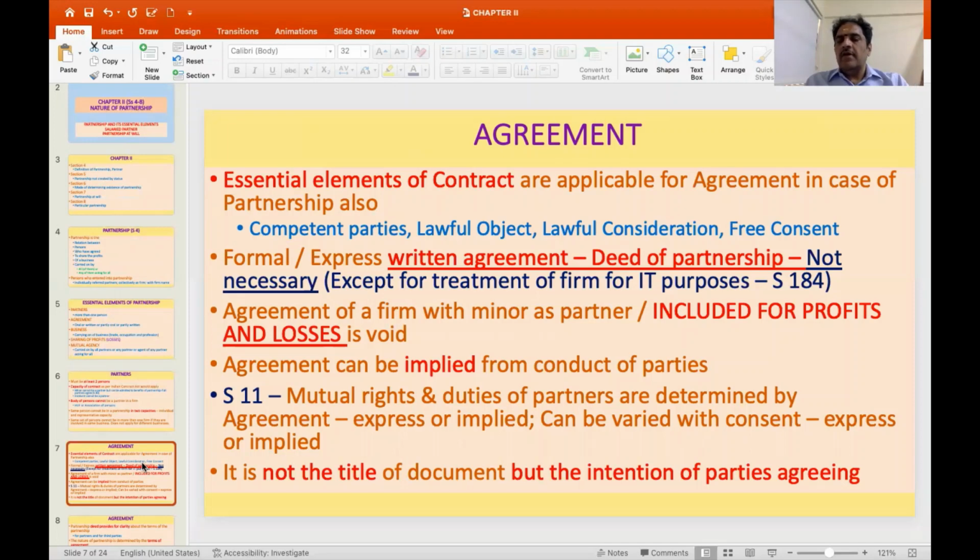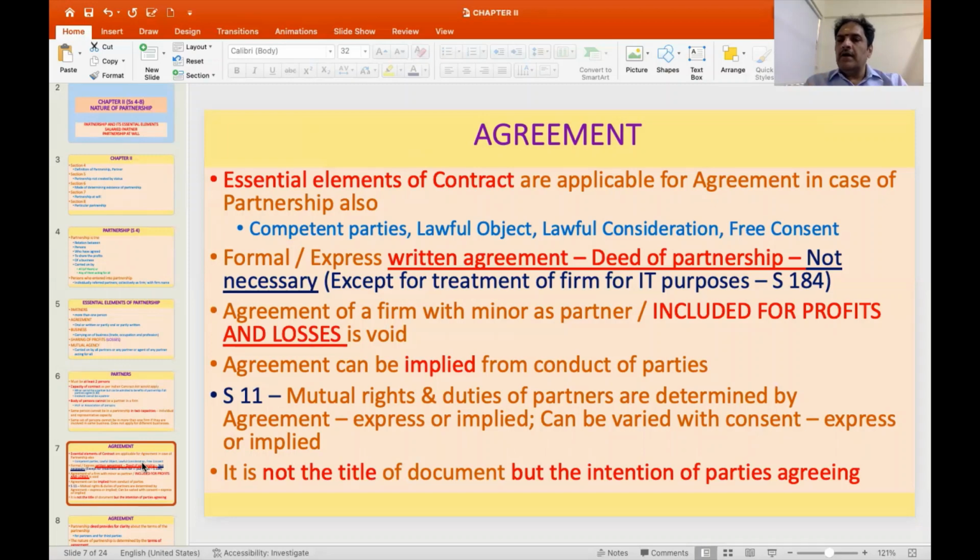The reason is, in this partnership deed, the income tax authorities would want to know who are the persons whose incomes are supposed to be pooled, whose expenditure and losses have to be adjusted, etc., and the profit sharing has to be worked out. For that purpose, a deed of partnership is a proof of these people working together as a firm.